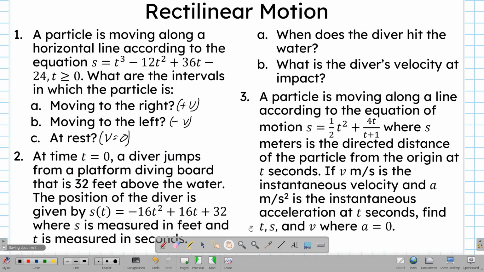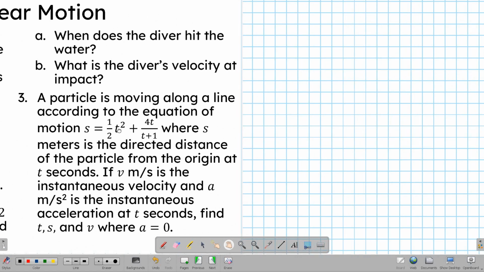Now let's have number 2. At t equals 0, a diver jumps from a platform diving board that is 32 feet above the water. The position function of the diver is given by s of t equals negative 16t squared plus 16t plus 32, where s is measured in feet and t is measured in seconds. We're asked, when does the diver hit the water, and what's the diver's velocity at impact? So the question is, when does the diver hit the water?